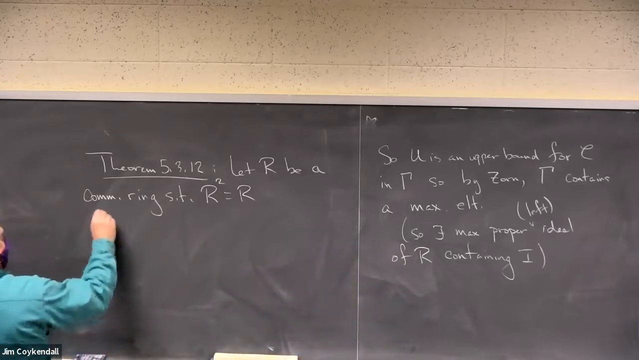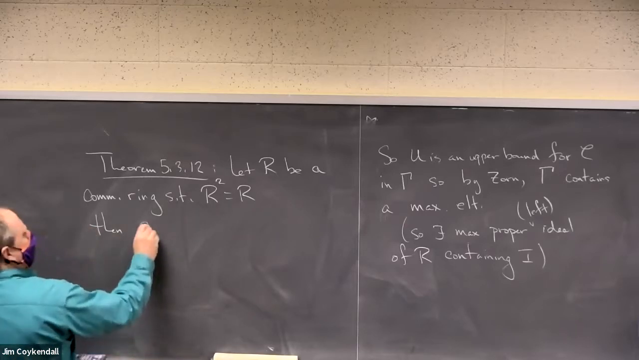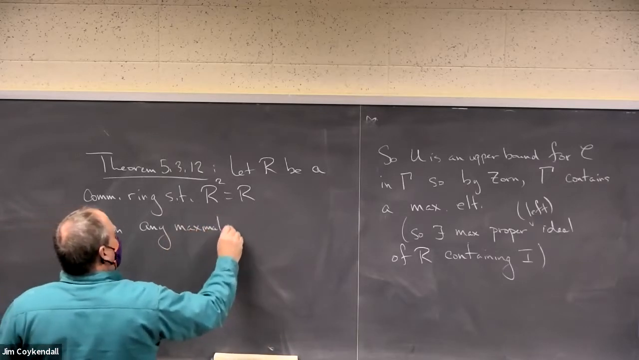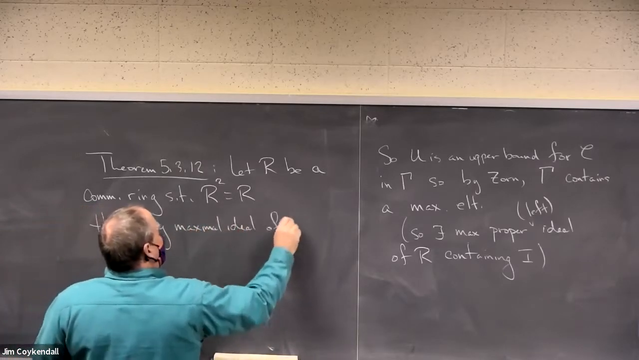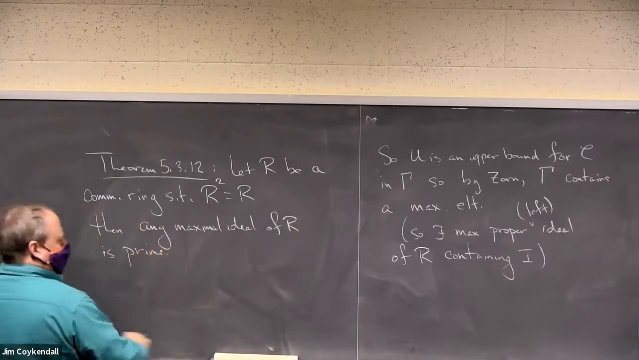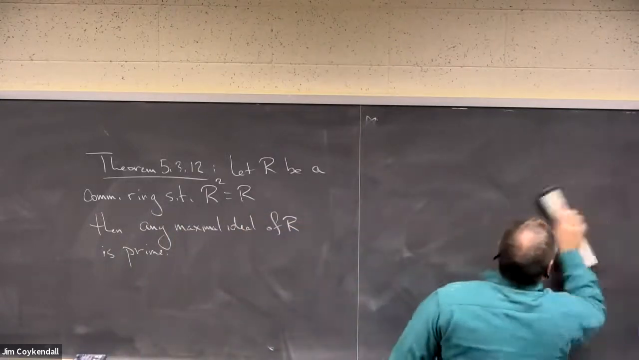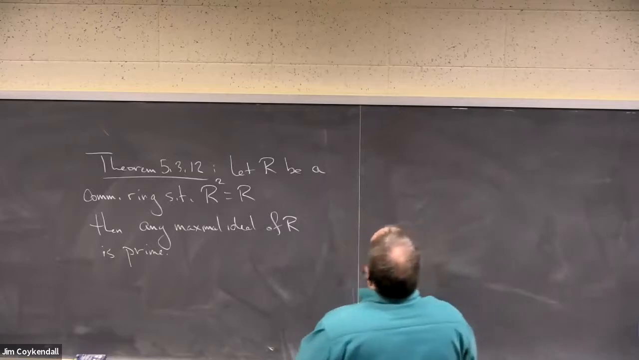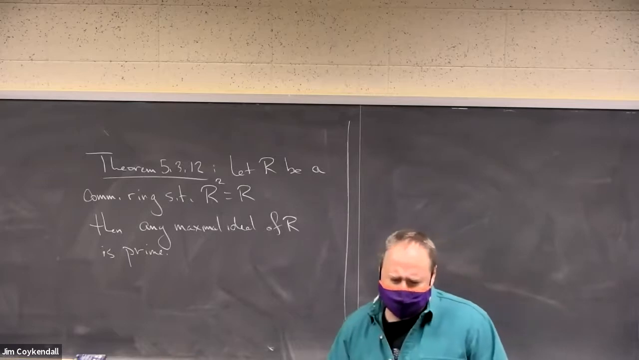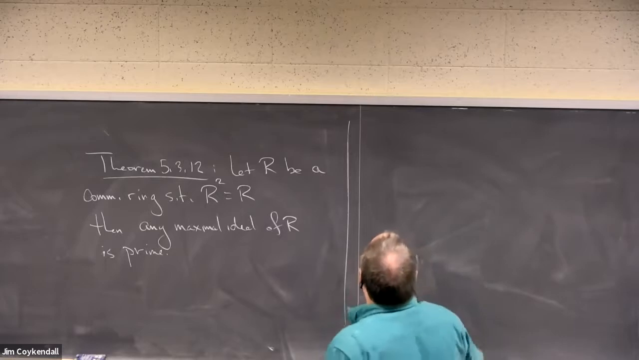Then any maximal ideal of R is prime. We already know that maximal implies prime for rings with one, but this is a slight generalization. In this situation, maximal still implies prime. Theorem.